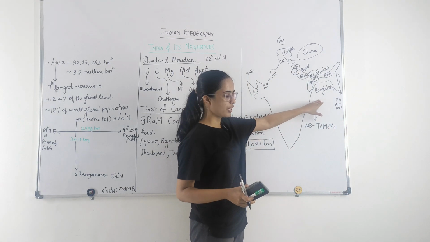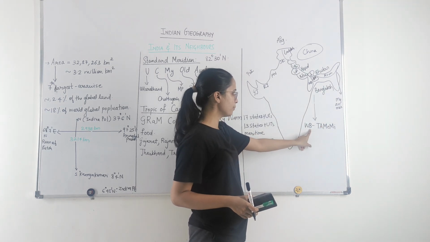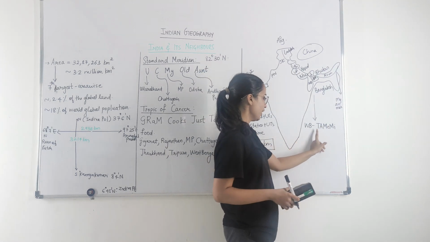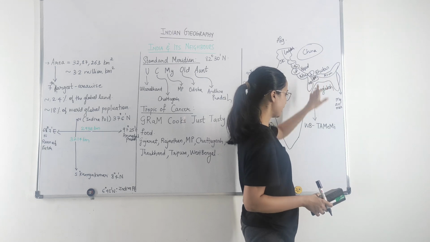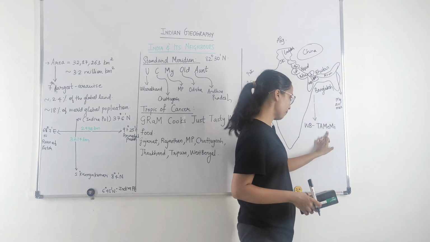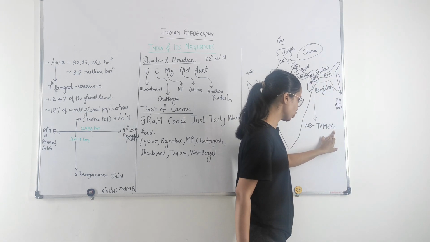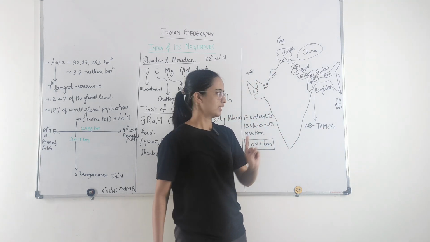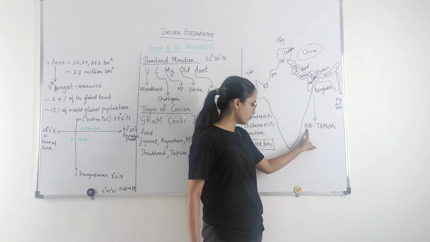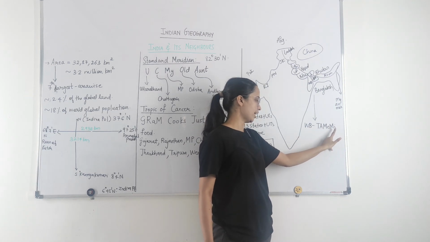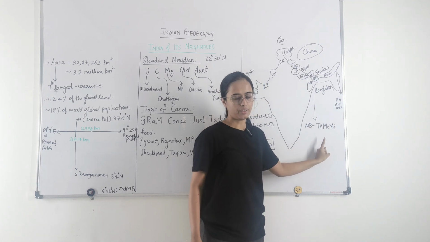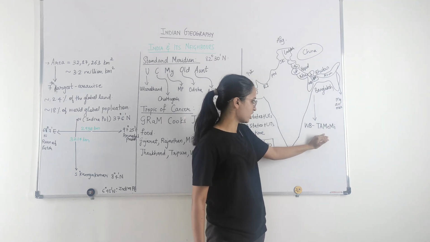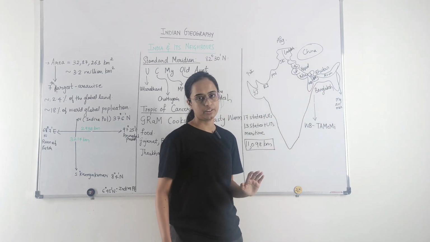So the states that border Bangladesh, WB of course, West Bengal. Then we have, after West Bengal, there is Assam. Then there is Meghalaya, there is Mizoram, and there is Tripura. So the states that border Bangladesh are West Bengal, Assam, Meghalaya, Mizoram, and Tripura. These are the 5 states that border Bangladesh.